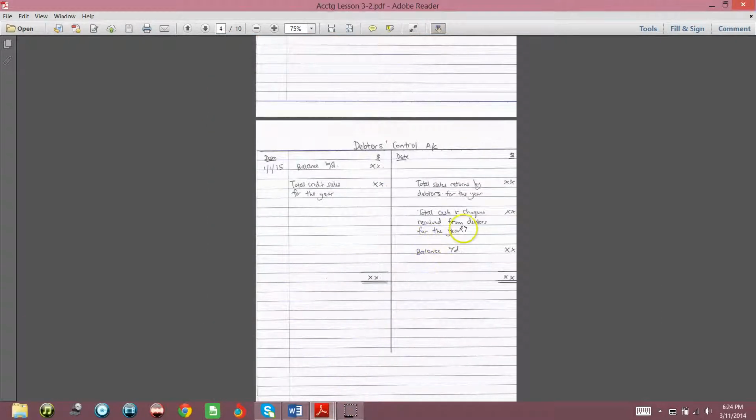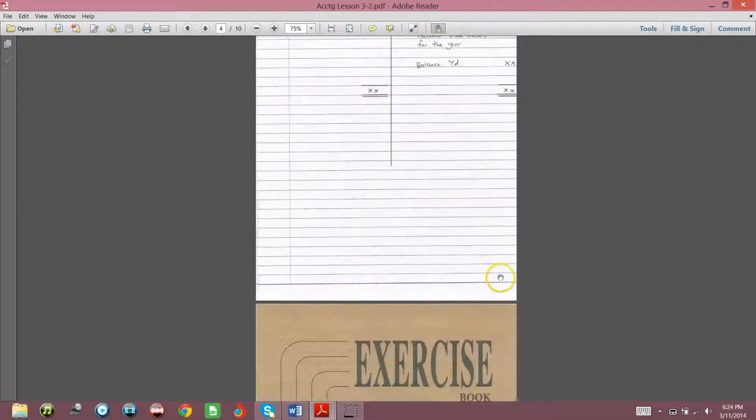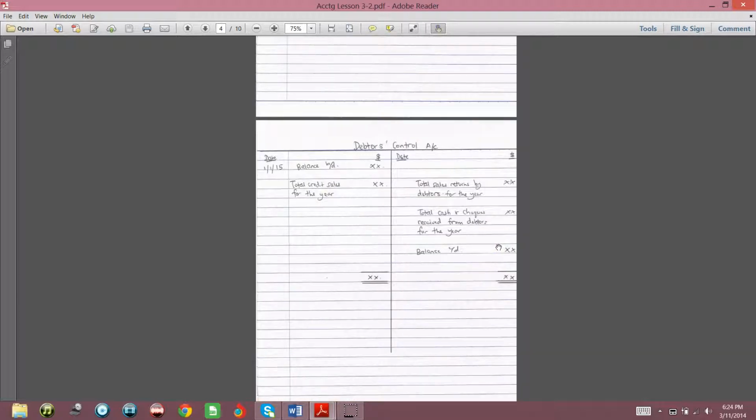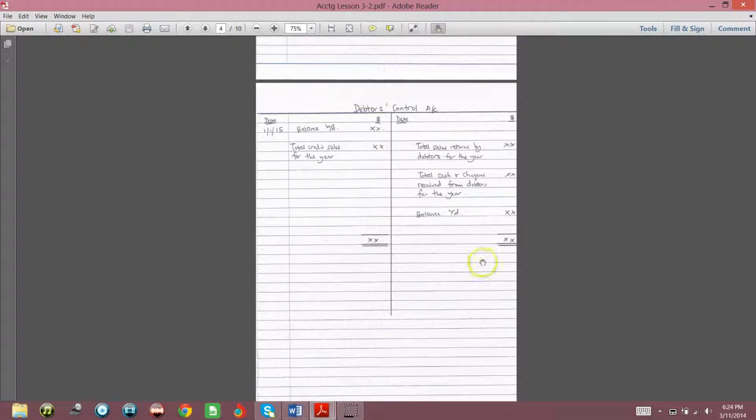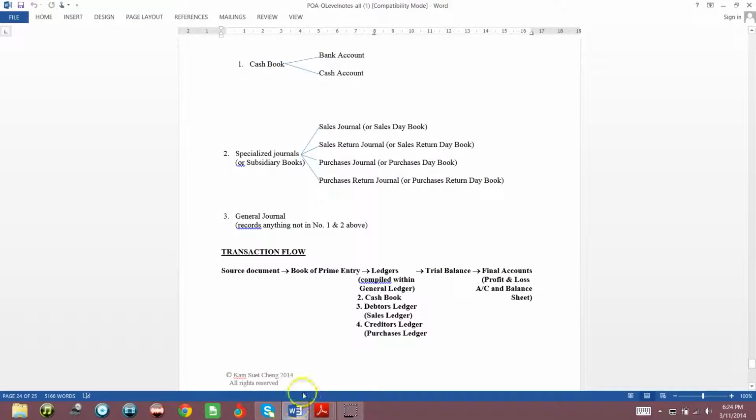This debtors control account, I will only do once at the end of the year. The total cash and cheques received from debtors for the year, I can calculate from my cash book. Then I will have my ending balance. Similarly, you will have a creditors control account. So all my ledgers will be compiled in a general ledger.